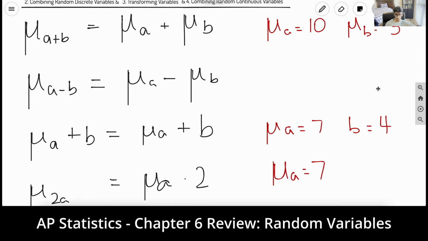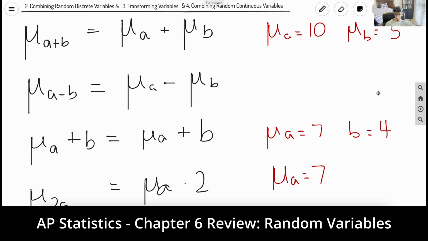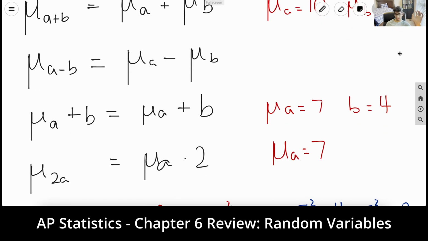The mean of A plus B is equal to the mean of A plus the mean of B. Say the mean of one thing is 10 and the mean of the other thing is 5. If I ask you for the overall mean, you just have to add them, which would be 15 in this case. If I subtract them, 10 minus 5 would be 5. If you have the mean of something and it asks you to shift it along a number line, you're just adding that much to the mean. So if the mean was 7 and our B in this case was 4, the overall mean would be 11.